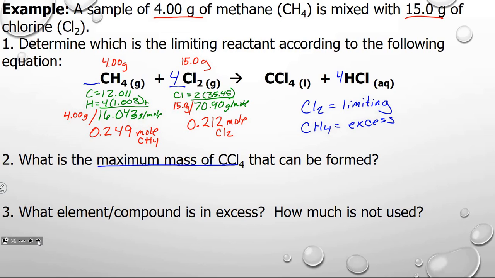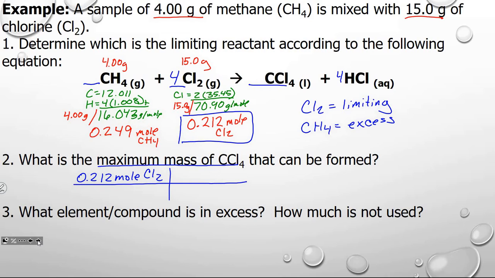So we're going to use our limiting reactant, what we're going to run out of, and we're going to go to carbon tetrachloride. Okay? So we're saving ourselves a step as long as we write these down in between. So 0.212 moles Cl2. Now I'm going to use the ratio. I'm going to use this 4 and this 1. So I'm going to put 4 moles Cl2 on the bottom and 1 mole carbon tetrachloride on top.